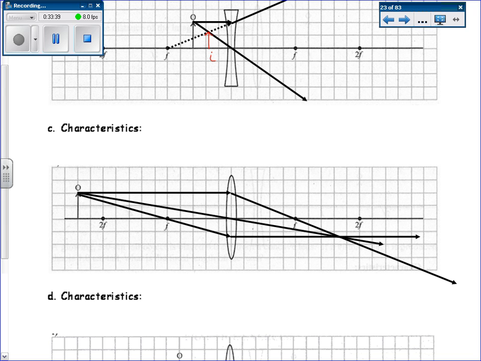So there's my image, which is inverted, which means it's real, and it's smaller. And we can actually put a number on this because this is a scale diagram. We said one box was 2 centimeters. So that looks to be, if one box is 2 centimeters, a little less than 3 centimeters. So maybe 2.8 centimeters.